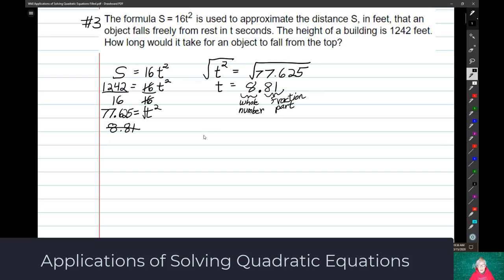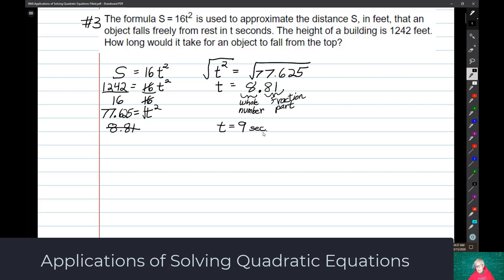So I am going to answer T equals 9 seconds. Okay, it's going to take a little less than 9 seconds for that thing to drop. The object, that's how they refer to it. It will take about 9 seconds for that object to drop.